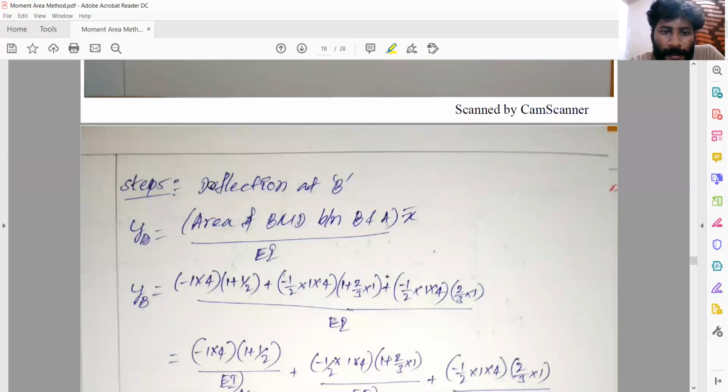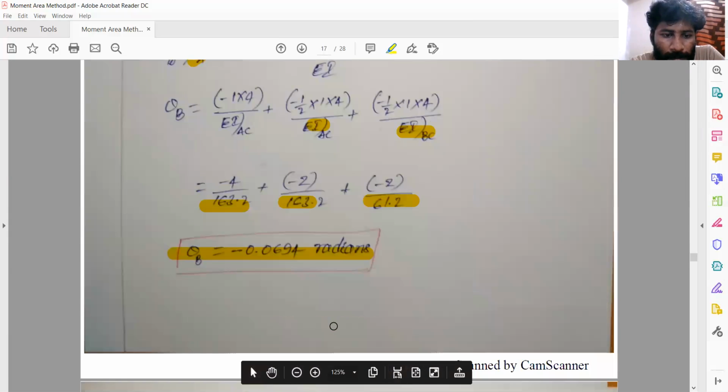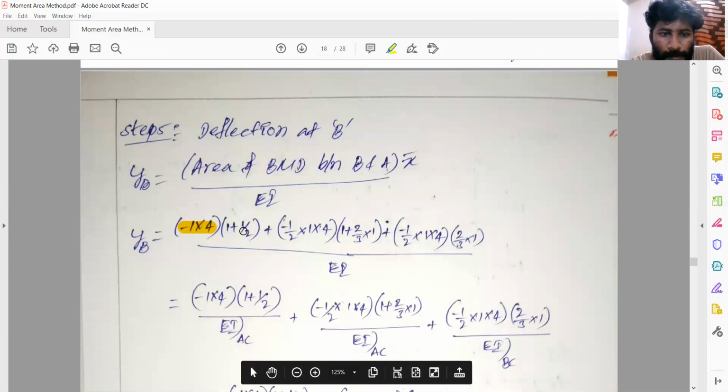Similarly, we have to find the deflection at the free end. YB is equal to the area of the BMD between B and A into X bar divided by EI. Again, take the individual areas of the bending moment diagram and the moment of each area about the point where we want to find the deflection. For this area, minus 1 into 4, we have a centroid here. From the centroid to B is X1 bar. X1 bar is 1 plus 0.5, that's 1.5. You can see that value here, 1 plus 1 by 2 is 1.5.